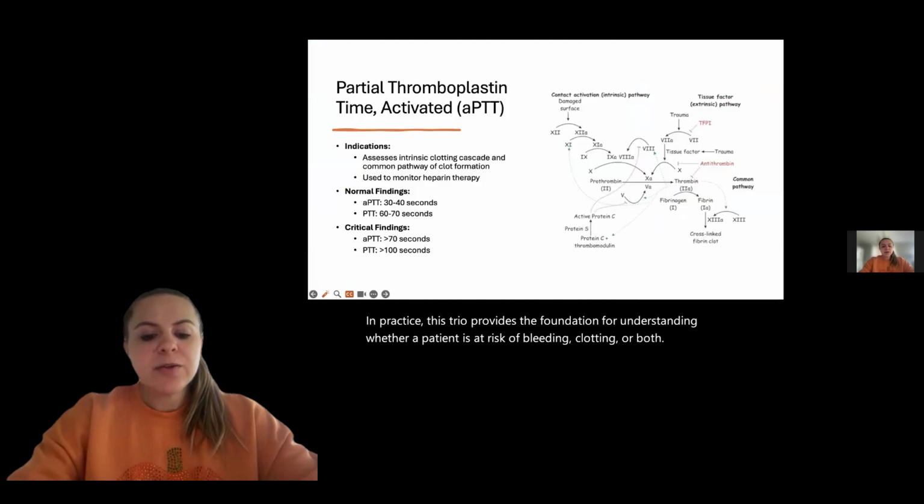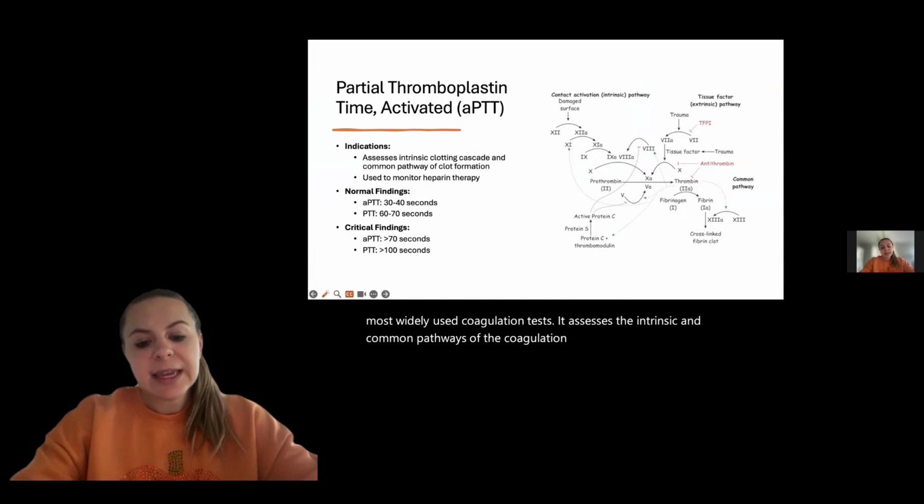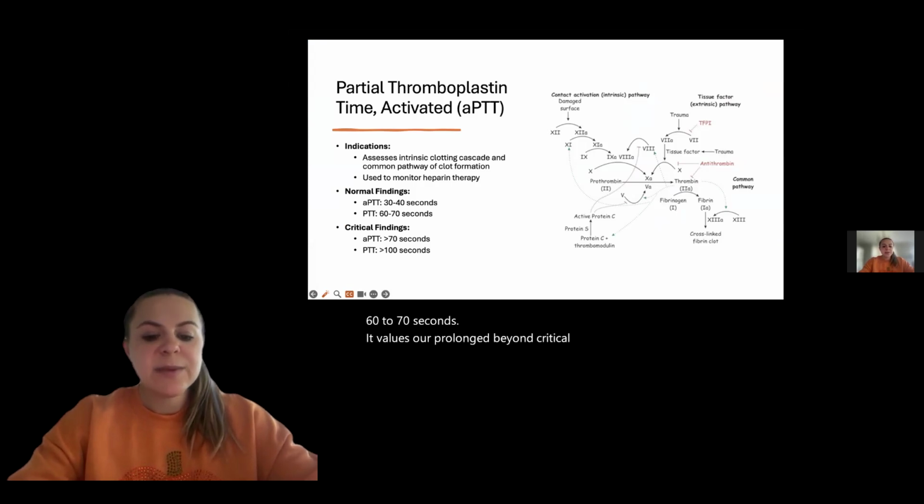The activated partial thromboplastin time, or APTT, is one of the most widely used coagulation tests. It assesses the intrinsic and common pathways of the coagulation cascade. Clinically, it's most useful for monitoring patients on heparin therapy since heparin acts directly within these pathways. A normal value, as seen on the slide, ranged from 30 to 40 seconds, with a broader PTT range of 60 to 70 seconds. If values are prolonged beyond critical thresholds, patients may be at significant risk for bleeding.